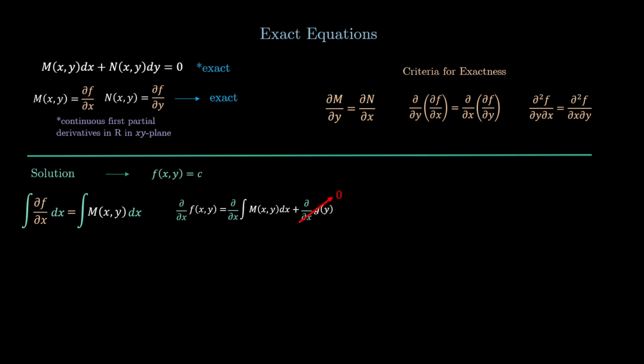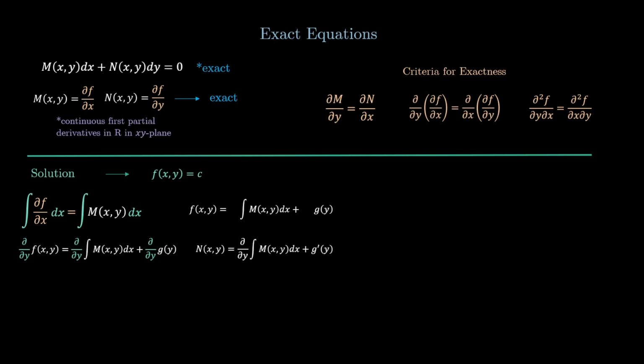So proceeding further, that is not what we want to do. What we actually want is to differentiate with respect to y. Doing that, we can see that this differential is essentially N. So if we isolate for g prime of y, we get this, and now integrating with respect to y, we essentially solve for g of y right here. And we can substitute, and then we get our f of x,y.